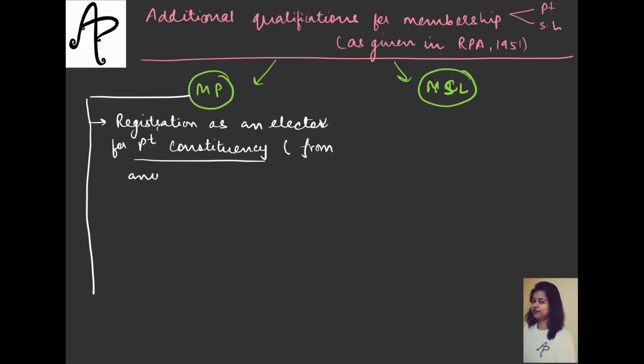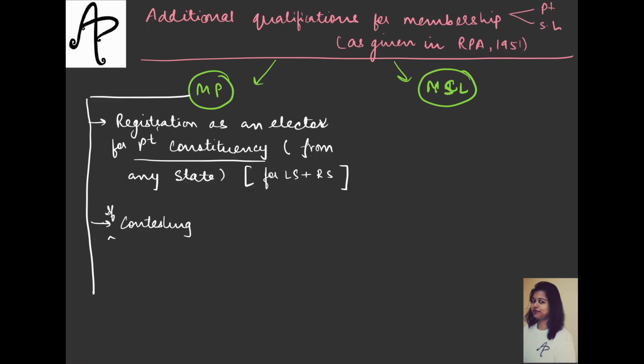From any state. Earlier in the case of Rajya Sabha, the registration was considered only from the state from which the person was contesting the election. But now for both Lok Sabha and Rajya Sabha, it is valid कि आप किसी भी state में, किसी भी पार्लियामेंट्री कॉन्स्टिट्यूएंसी में एक इलेक्टर की तरह यानी एक वोटर की तरह खुद रजिस्टर्ड होंगे. ओके, सो देन ओनली यू विल बी एलिजिबल. दैट इज़ वन क्राइटेरिया.